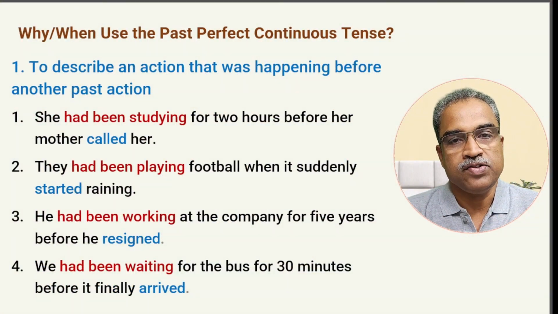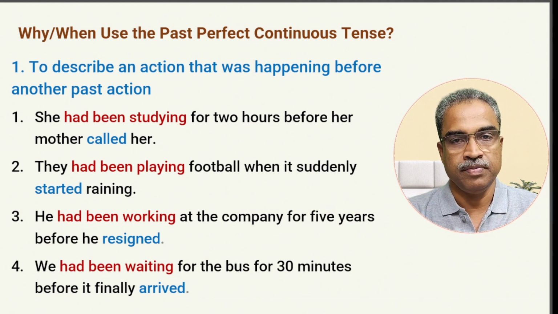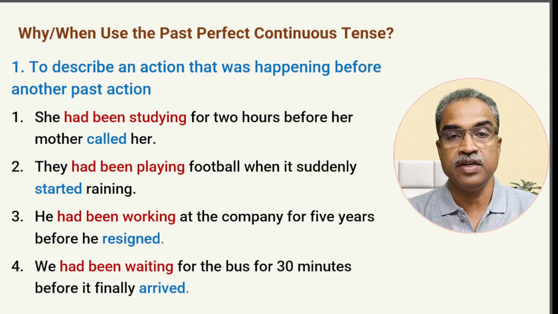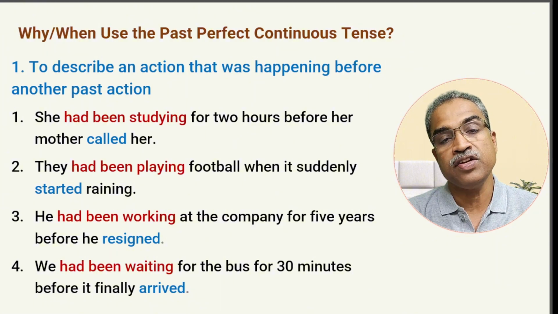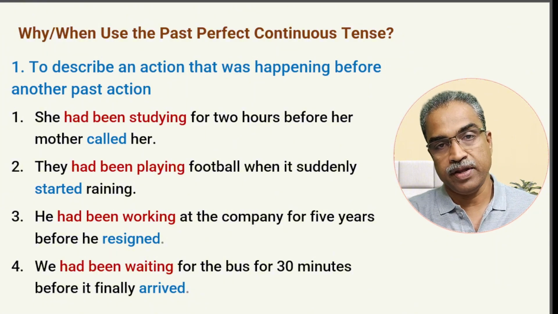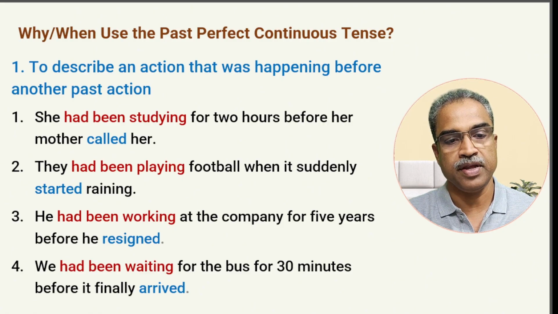We use past perfect continuous tense to describe an action that was happening before another past action. So everything happens here in the past. An action that was happening for quite a while, for a duration, was happening before another past action. From the example, you will understand it clearly.